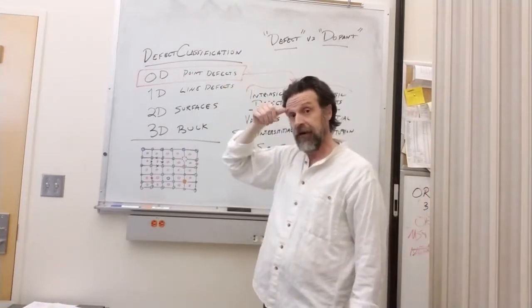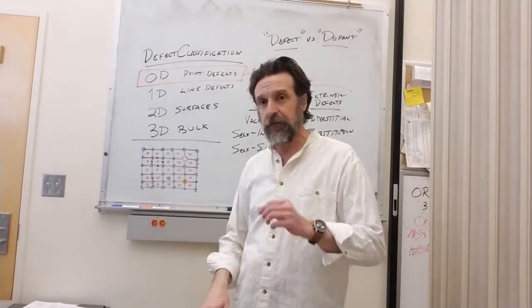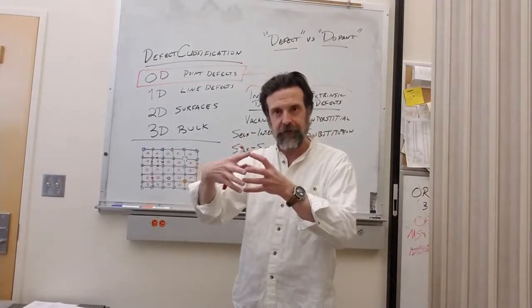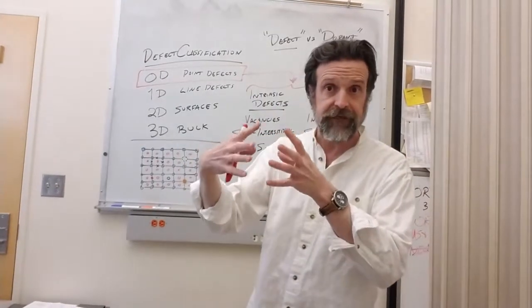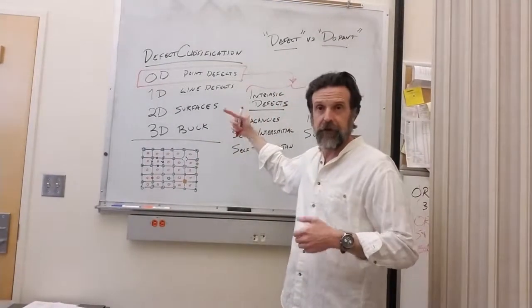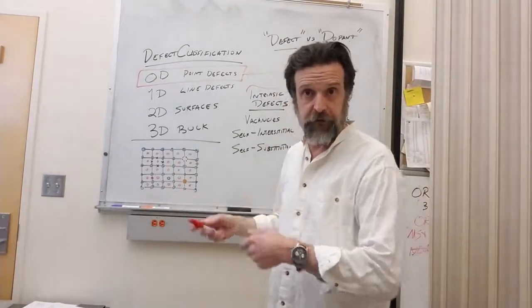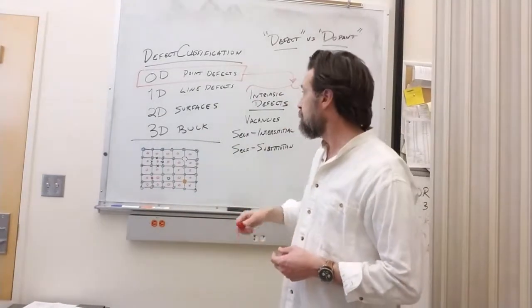So a zero-dimensional defect is considered a point defect. It's any type of defect which occurs at a 1 or 2 atom site distance. A one-dimensional defect is called a line defect. We talked about dislocations in class and we'll review those in a later video.